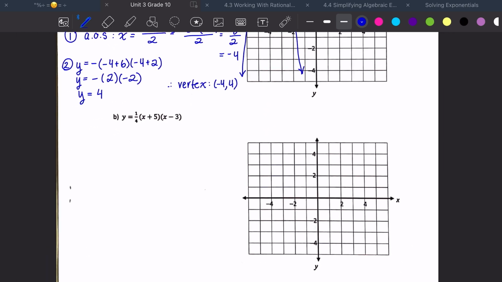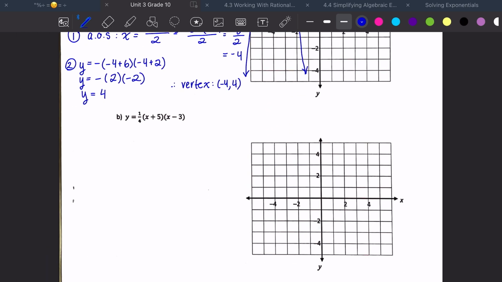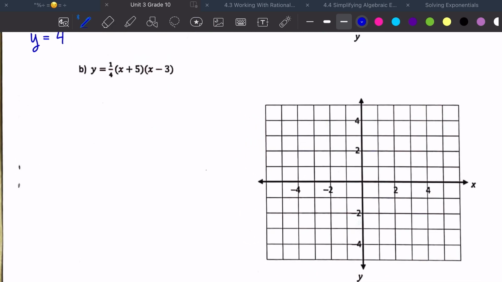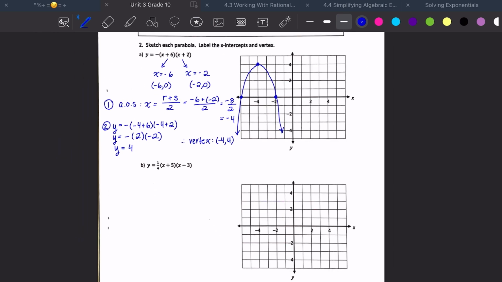Okay. Would you like to try? Take the training wheels off and attempt this one? Yeah? Do you want to try it? Okay. Try it with this one. Again, step 1, identify your x-intercepts, do the AOS equation, plug it back into your original to find the y value. I'll even keep this up as the model.